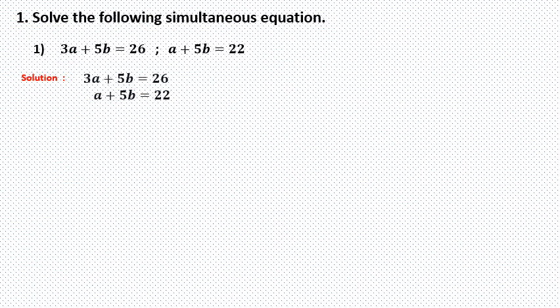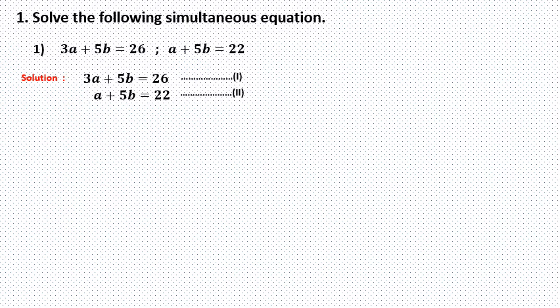So question number 1 is: solve the following simultaneous equations. The first question is 3a plus 5b equals 26 and a plus 5b equals 22. So how to solve this question? Yes, the first step is to give numbers to the equations. That is the first step of the solution. So write both the equations and give numbers: 3a plus 5b equals 26 is equation number 1, and a plus 5b equals 22 is equation number 2.